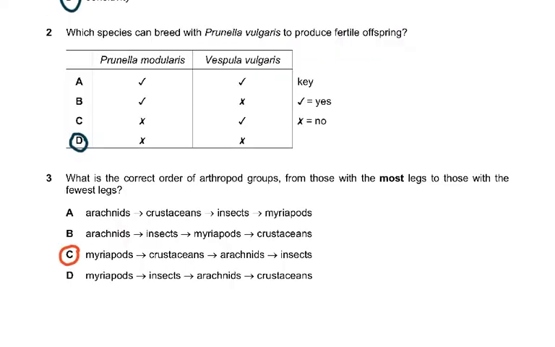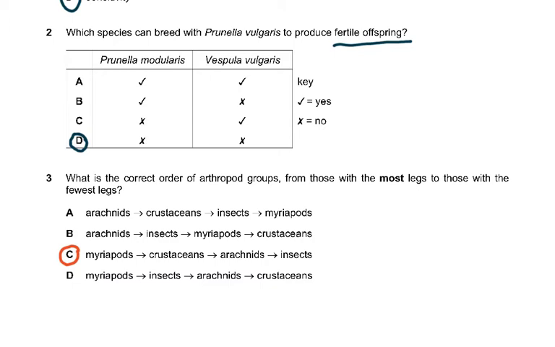Question 2, which species can breed with Prunella vulgaris to produce fertile offspring? Now it will be neither of them because one is Prunella modularis and one is Vespula vulgaris. So they're all different. They won't breed together and won't produce fertile offspring if they're not of the same species. So this is of course neither of them. So the answer to this was D.